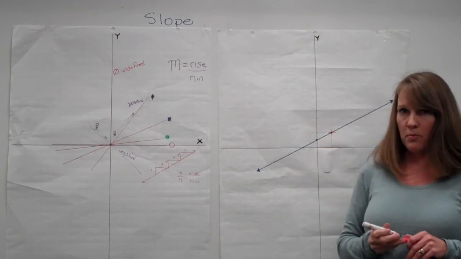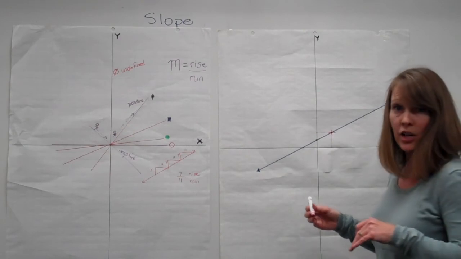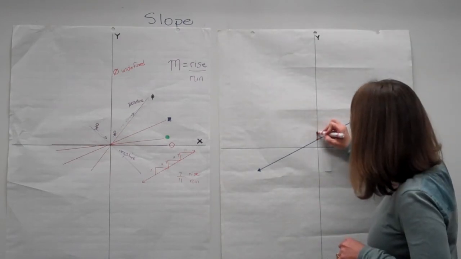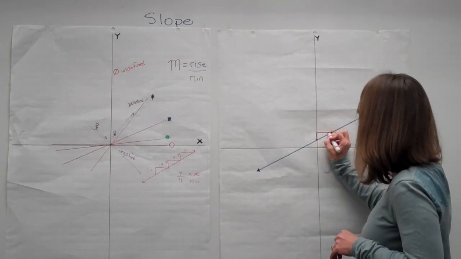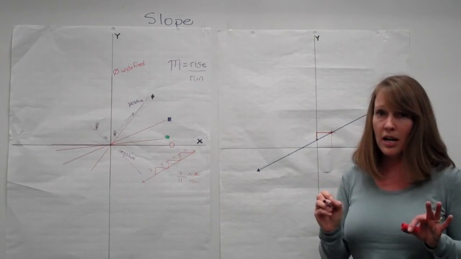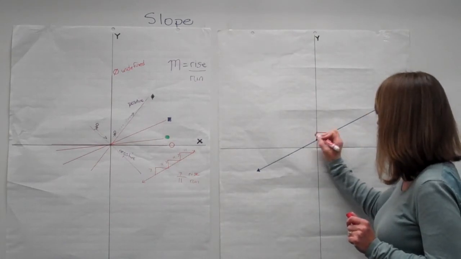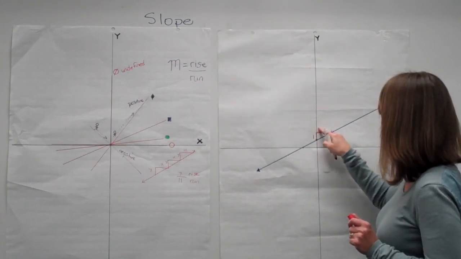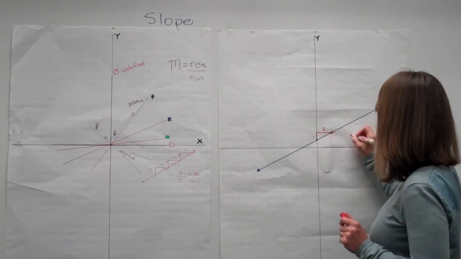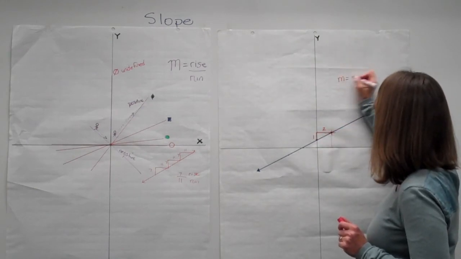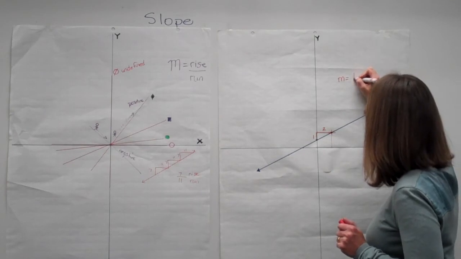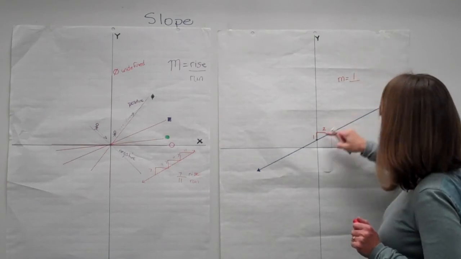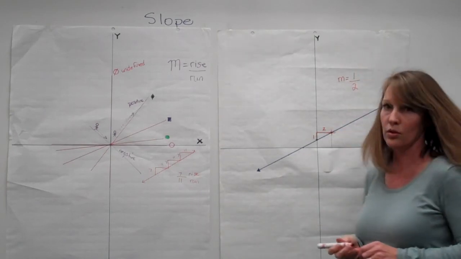All right, here's 2 pretty points. And then I'm going to draw my stair step in between. So my rise and my run. Then I'm going to count the boxes, right? This is 1 box, and this is 1, 2 boxes. Okay, then I'm going to write it. Slope is equal to my rise of 1 over my run of 2.